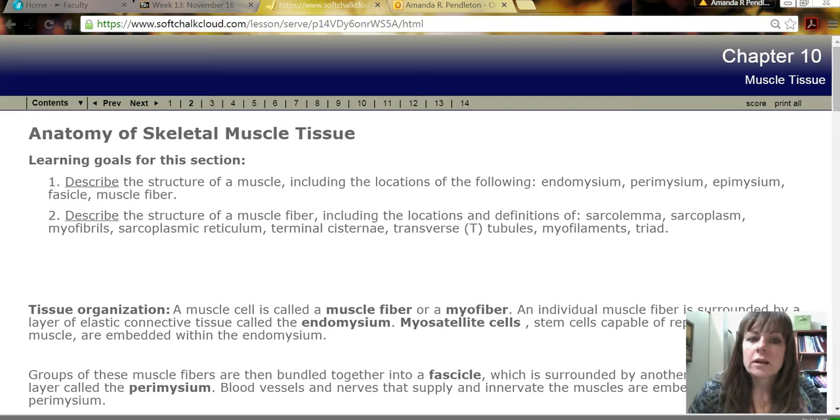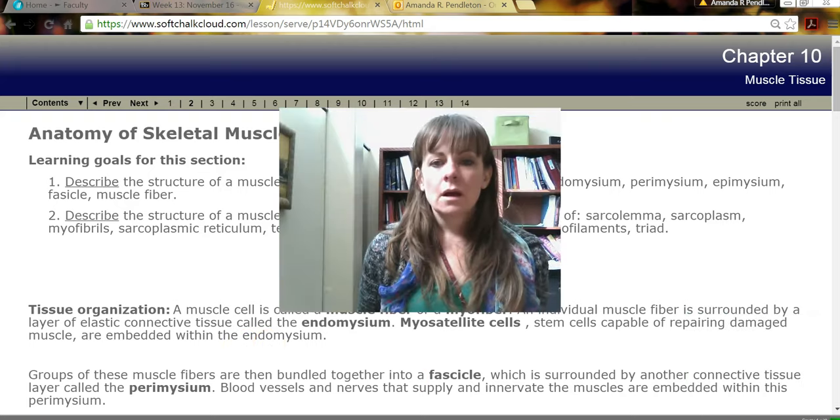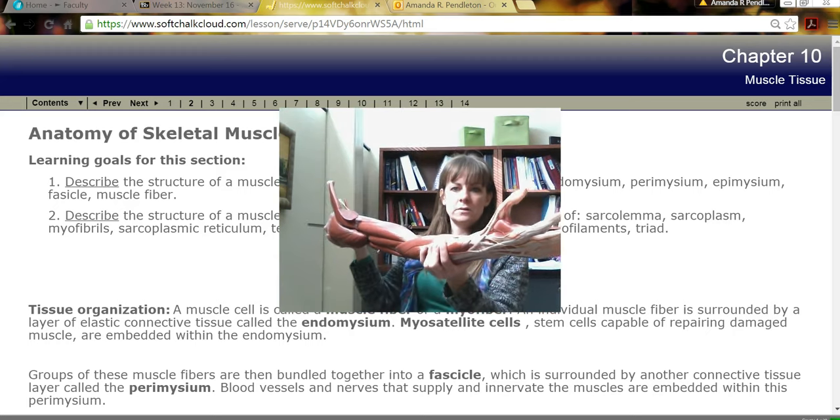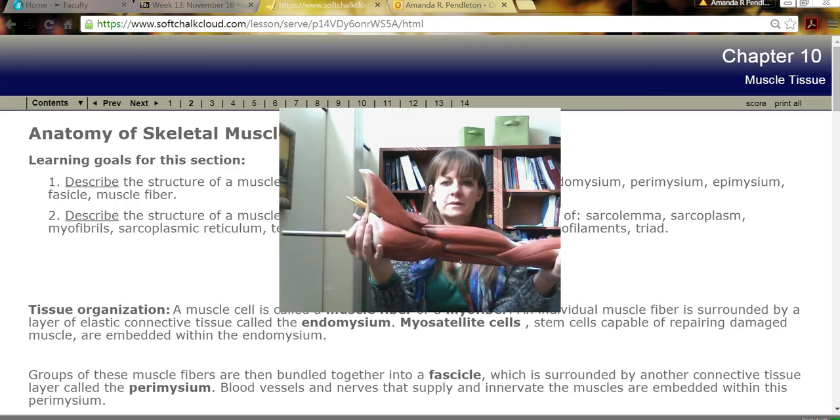Okay, so what I'd now like to do is start talking about some of the structure of the muscle. This is muscle tissue, so we're going to be looking at it at both the tissue level and the cellular level. But before I talk about that, I want to start with something that you are familiar with, which is the actual muscle itself. What I'm looking at here is an arm, and this is a model of the muscles.